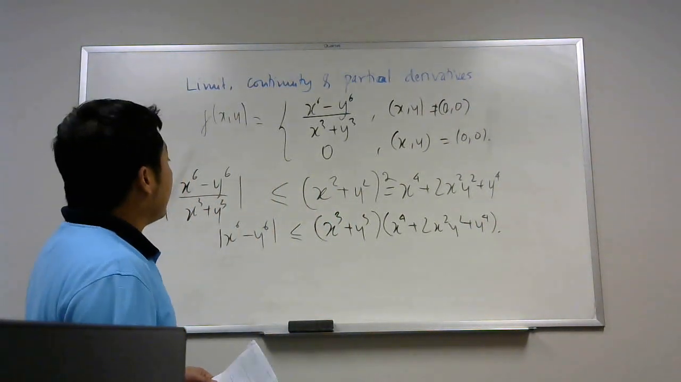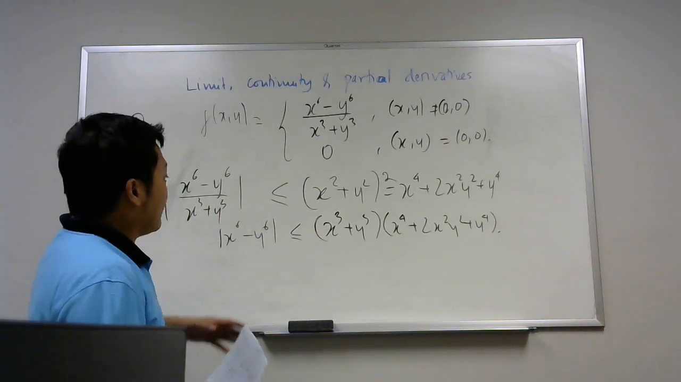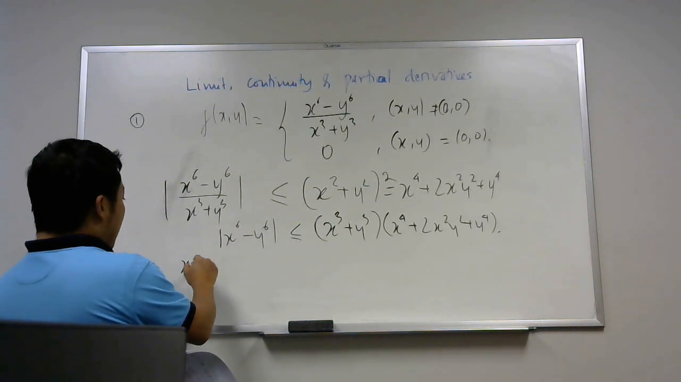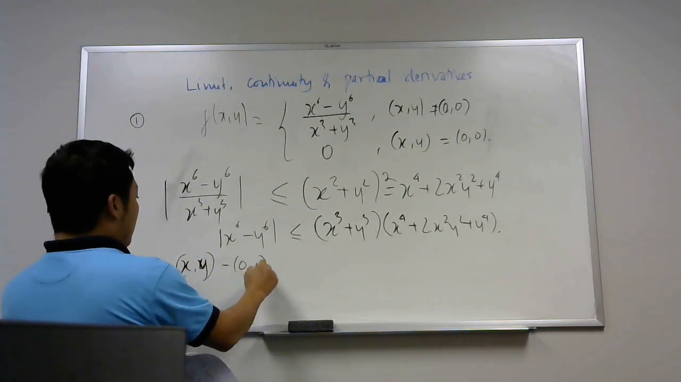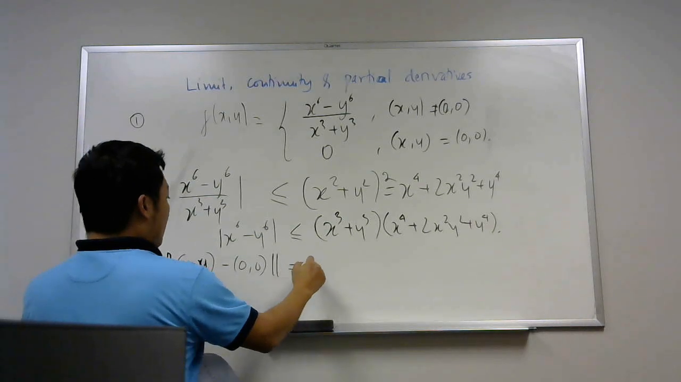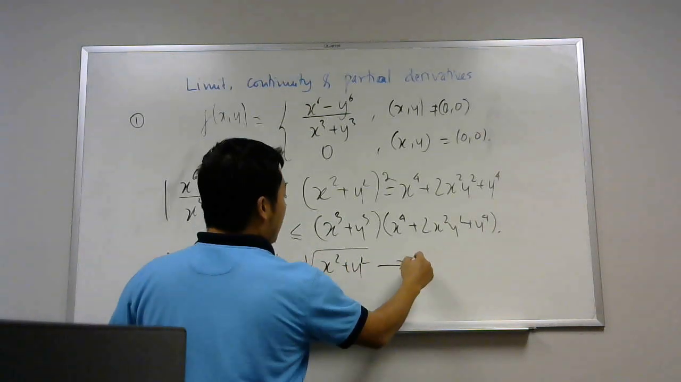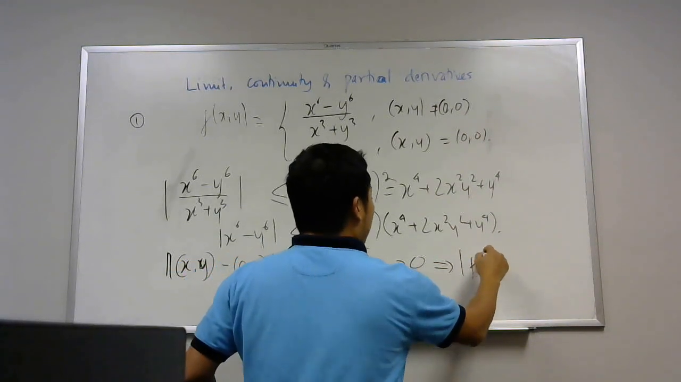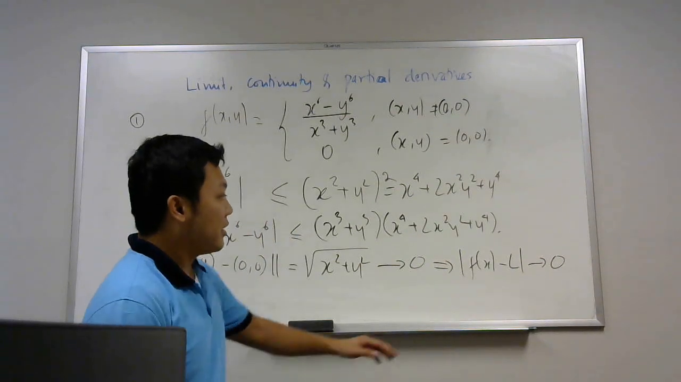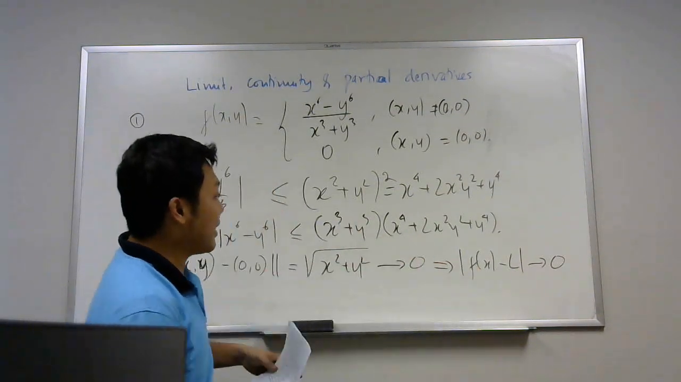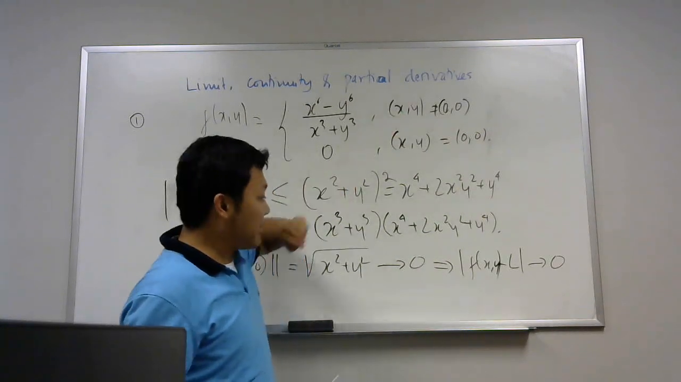Let's see. So if we want to see that this limit equals 0, don't forget about this picture. X is (x, y), right? The distance of (x, y) to (0, 0), I mean the norm of the distance, which is the square root of x squared plus y squared. If this distance goes to 0, it implies that f of x minus L goes to 0. So that means L is the limit of f of x and y. So this is what I just wrote here in the previous example.